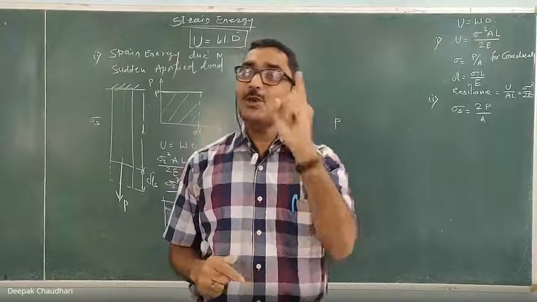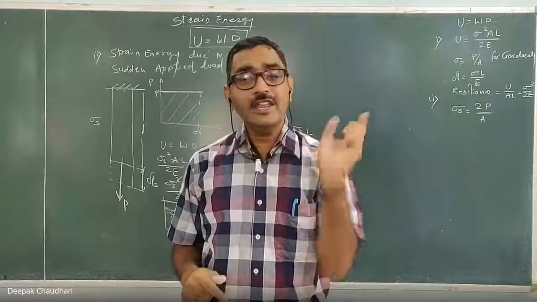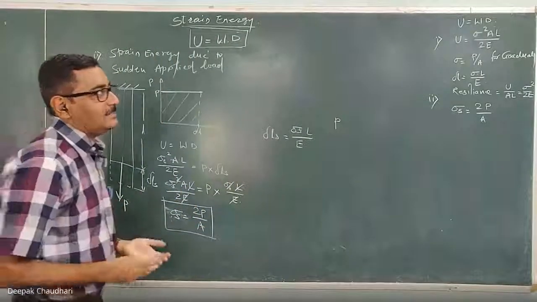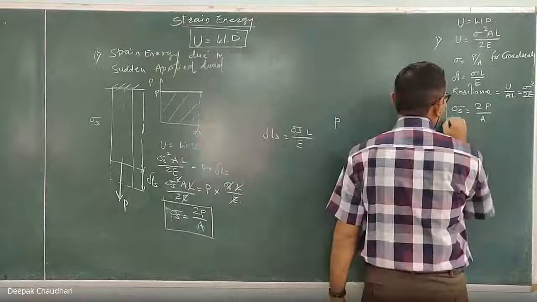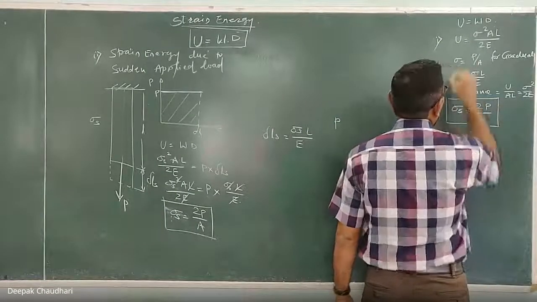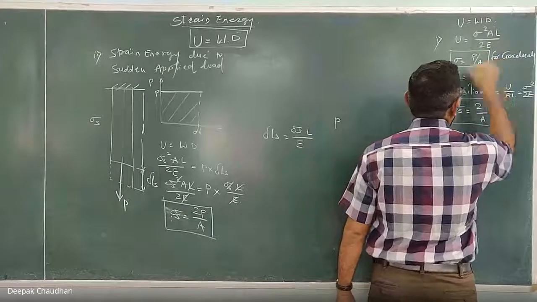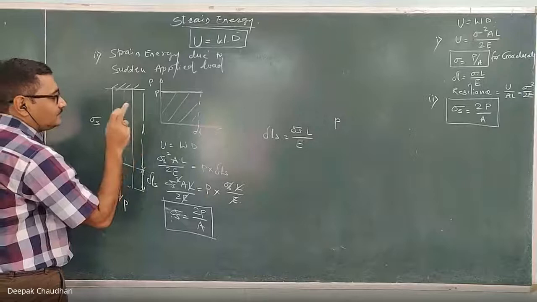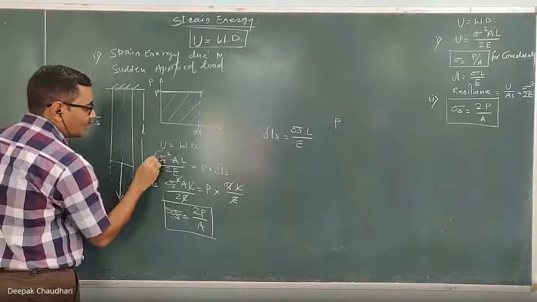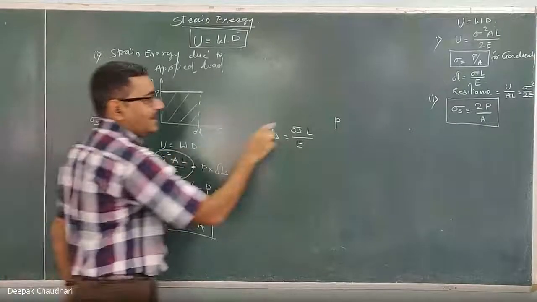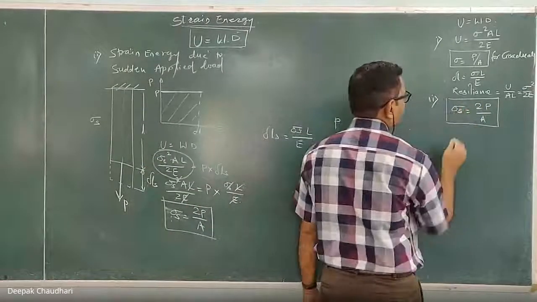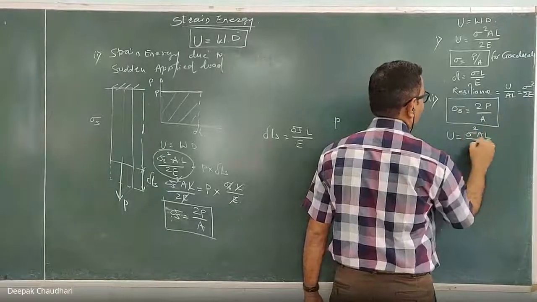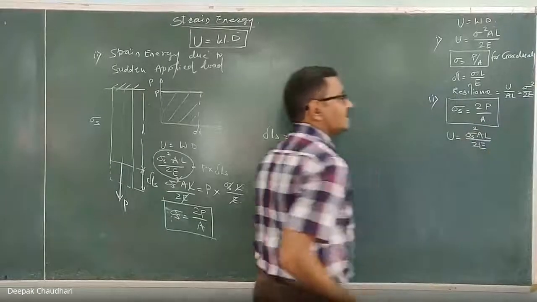Here the amount of load is same, but the stresses are different even though the cross sectional area is same. This happened because of the gradually applied load and the sudden applied load. So for sudden applied load, the stress is equal to 2P upon A. For gradual applied load, the stress is equal to P upon A. And the strain energy stored because of the sudden applied load, you can use the same formula, sigma square AL upon 2E, but this sigma is the sigma S.